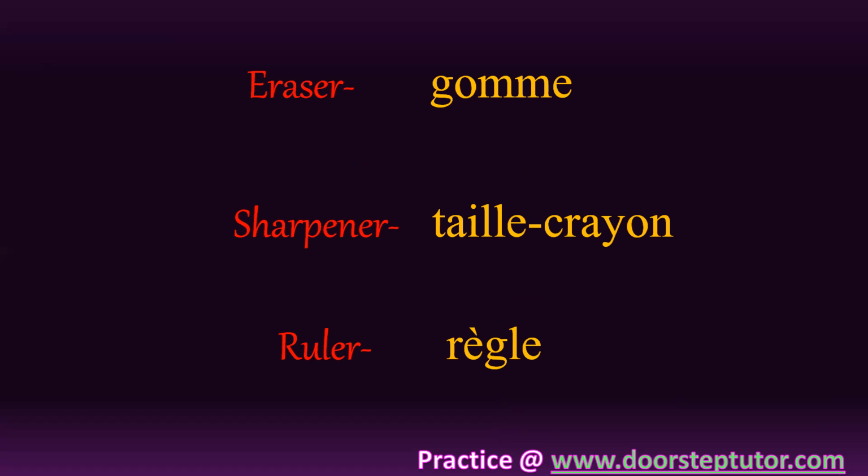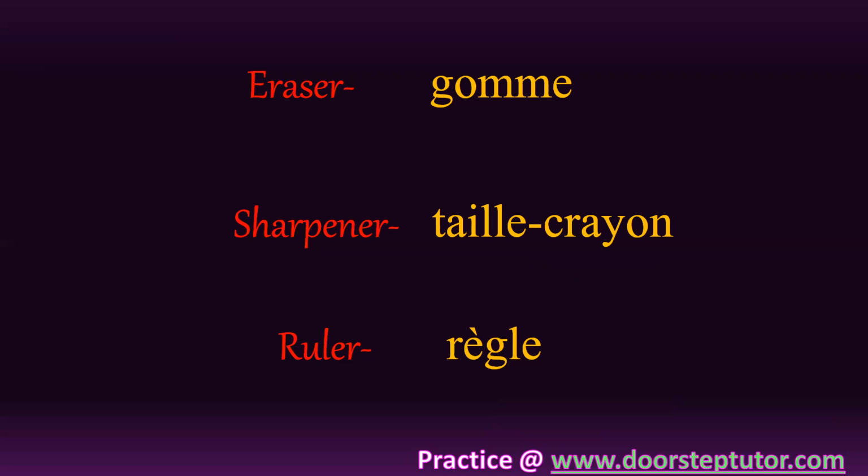Moving on, obviously if there is a pen, pencil, there will be an eraser, right? So what is eraser in French? It is gomme. What is it? Gomme. Okay. Then we'll have a sharpener, and sharpener is known as taille crayon. What is it? Taille crayon. Okay. Then we have a ruler. Ruler means a scale which we use in common words. Okay. So ruler. Ruler means règle. What is it? Règle. Très bien.